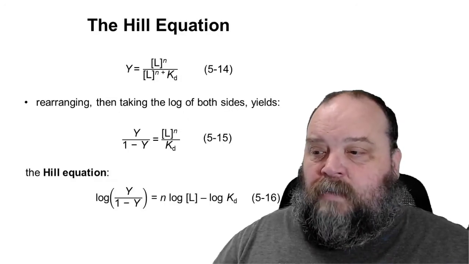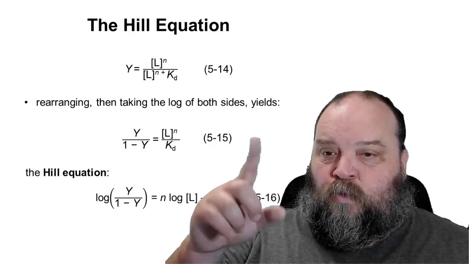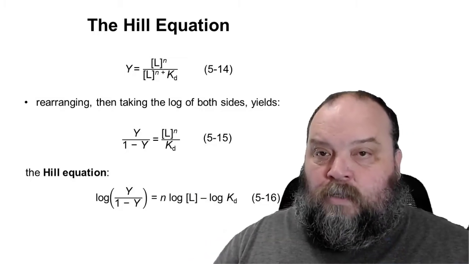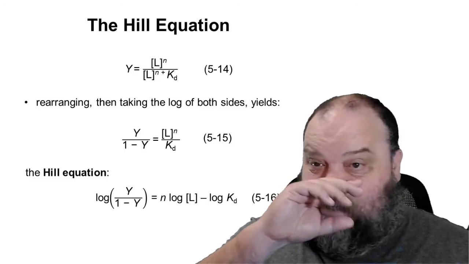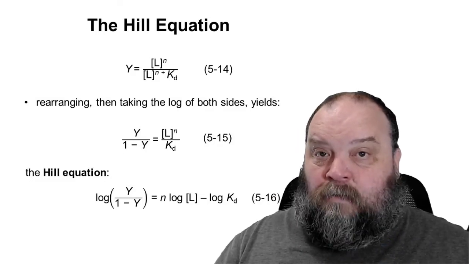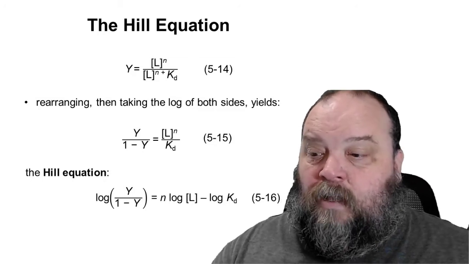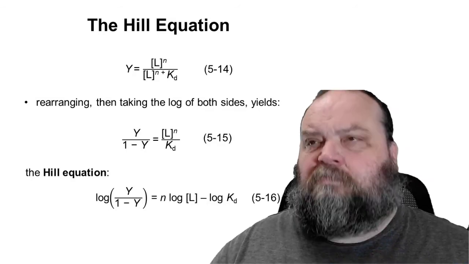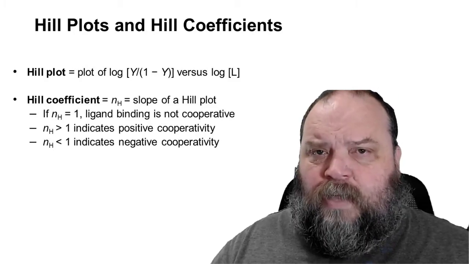Further manipulation of this, going through and breaking it down, we get, and I'm not going to go through equations 514, 515, I want to focus on 516, what is known as the Hill equation. The log of y divided by 1 minus y equals n, remember, number of binding sites, n times the log of L, the concentration of L, minus the log of the dissociation constant. Wow, it's a lot. What can you do with that?